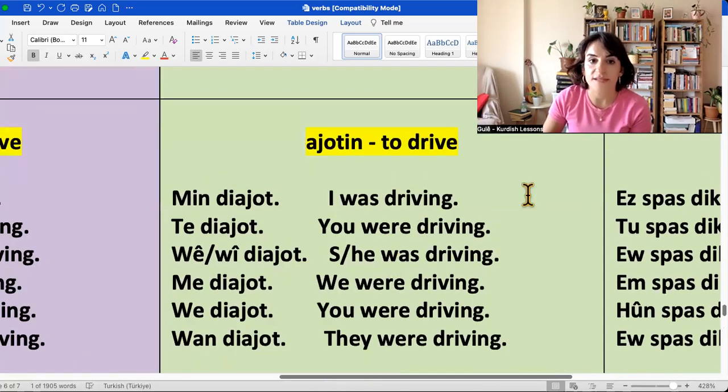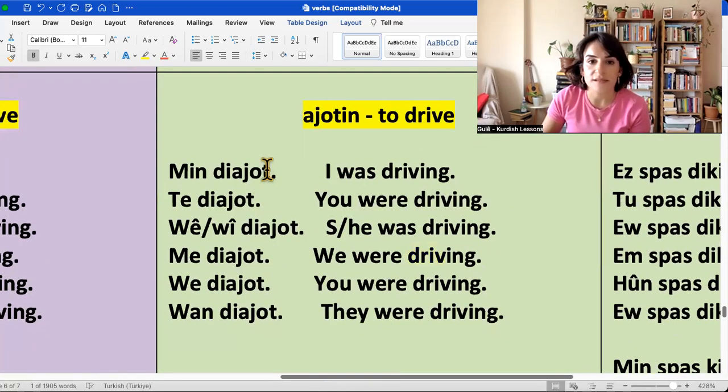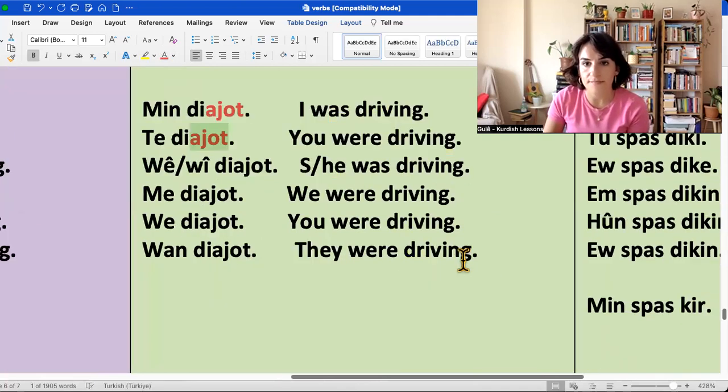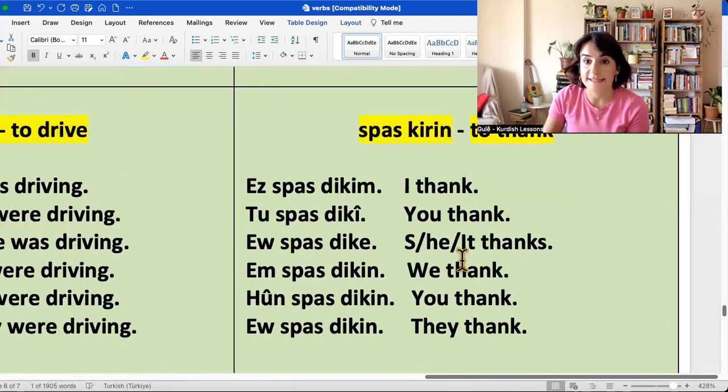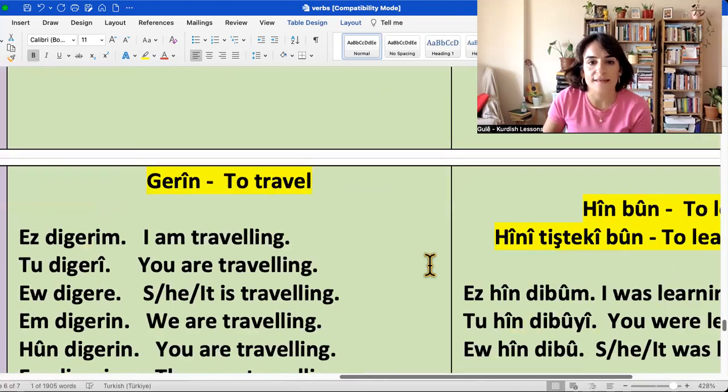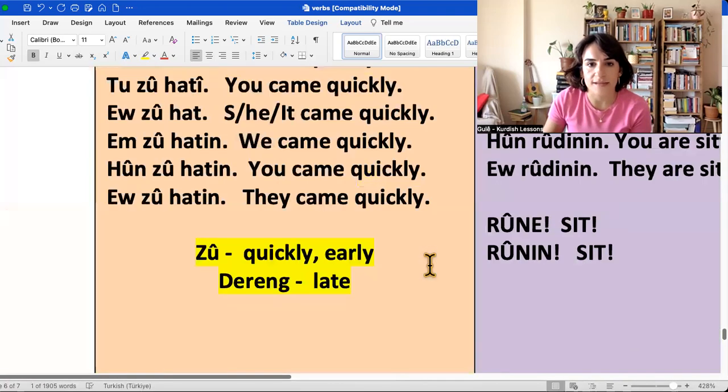Ajoten to drive, it's continuous. Min the ajot, I was driving. Te the ajot, you were driving. Me, we were dajot. Okay? Spaskaren, to thank. Spasticum, spastiki, spastike, spasticum, spasticum. Spastic. I think. And I think the last part, yeah.